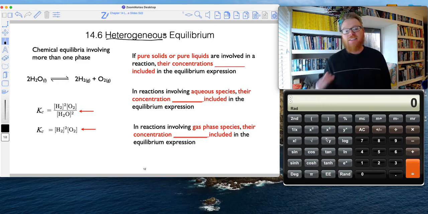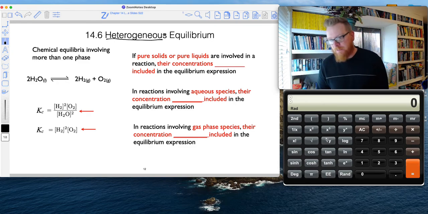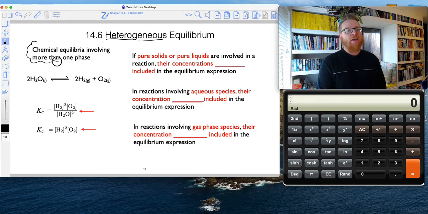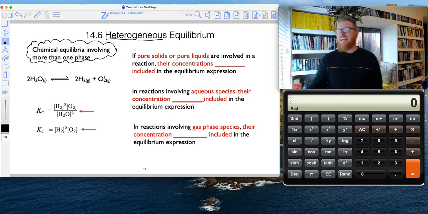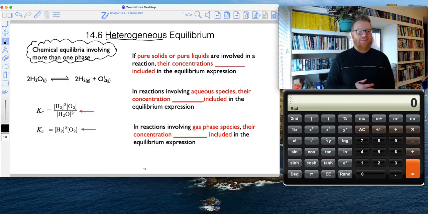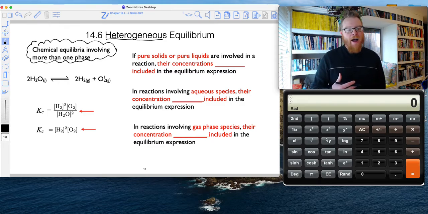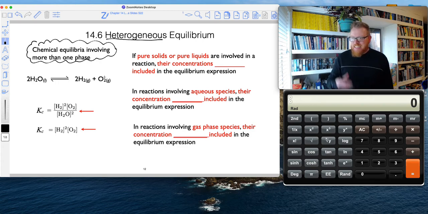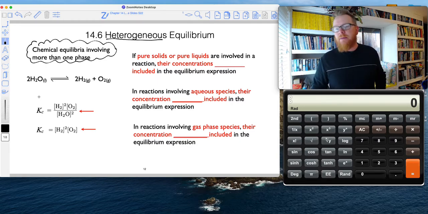So up to now, the only examples that I've given you are all the same phase, and they've predominantly been gas phase reactions. But heterogeneous equilibrium is chemical equilibrium involving more than one phase. For example, this reaction here, 2H2O liquid reacting to form 2H2 plus O2. This is kind of a ridiculous example because, as we talked about in my previous example, water is just not going to fall apart unless we do something to it, if there's another reactant missing. But all the same, this serves as a good example.